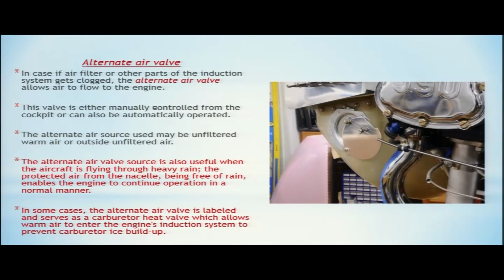This valve is either manually controlled from the cockpit or can be automatically operated. We will show you on the aircraft also what an alternate air valve is. In some aircraft, there is a control in the cockpit from where you can operate it, and it will provide an alternate path for the air. Or it can also be automatically operated, so you don't need to operate it from the cockpit.